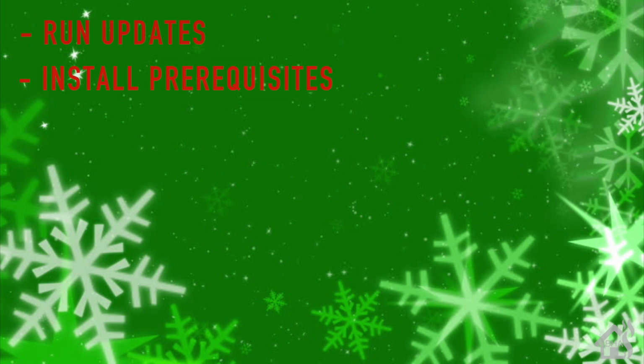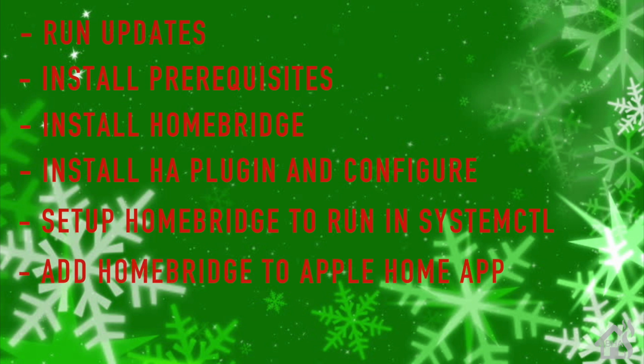Next, we'll be ready to install Homebridge. After that, we are going to install the Home Assistant plugin for Homebridge and configure it. And then we'll be ready to set up Homebridge as a service to run in systemctl. Once we have Homebridge up and running as a service, we will add it to the Home app. And lastly, we'll see it in action and see what that looks like. So let's get started.